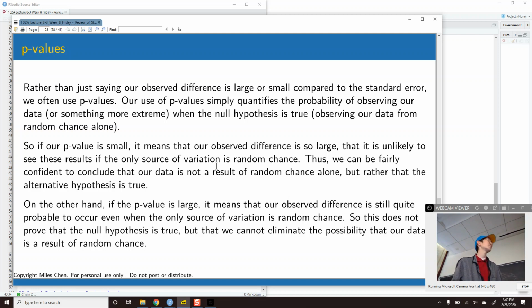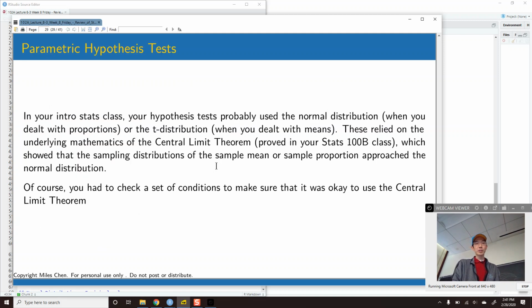On the other hand, if the p-value comes back big, then it means getting this observed difference of 2 points is something that could happen just from random chance. It's not an unlikely outcome if the only source of variation is random chance. So it doesn't prove that the null hypothesis is true, but we're not ready to eliminate the possibility that it is true and that our data was just a result of randomness. So this is kind of how you go.